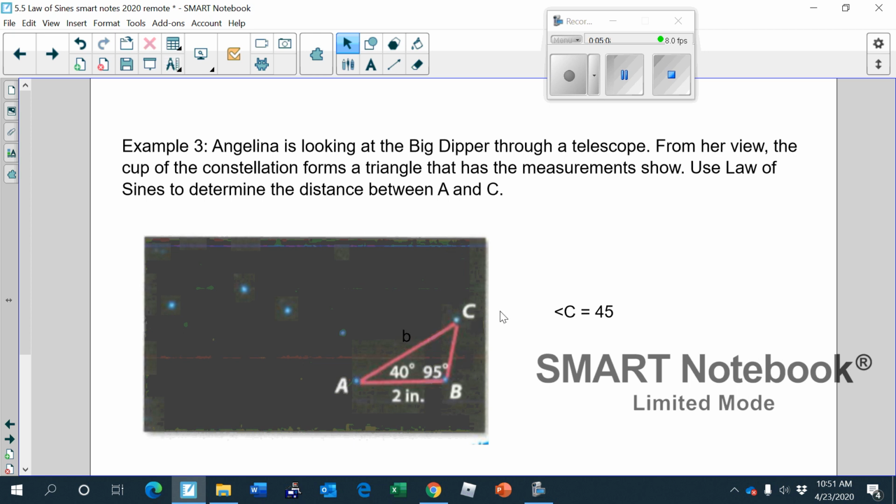And again, automatically, I would like to figure out what my last angle is, because I most likely will need it. So let's just get that out of the way. We're going to do 40 plus 95 and subtract from 180. So I'm going to get that angle C is 45 degrees. So we'll put that right there, okay? And now I can figure out what the distance is.